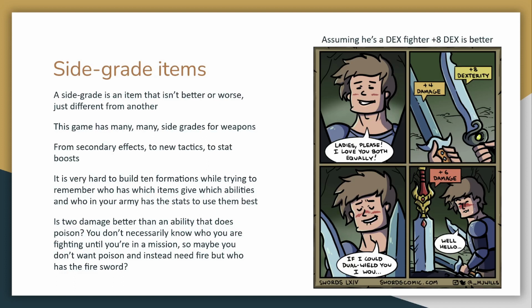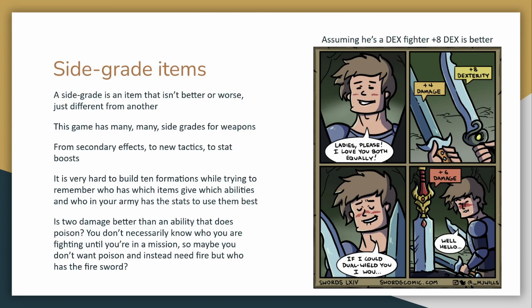And then there's side grade items. Now, a side grade is an item that isn't better or worse, just different from another item. Now, this game has many side grades for weapons. In fact, arguably, just about every weapon is a side grade from another. And from secondary bonus effects to new tactics to stat boosts, they range the entire gamut of ways that you can make a weapon a side grade.